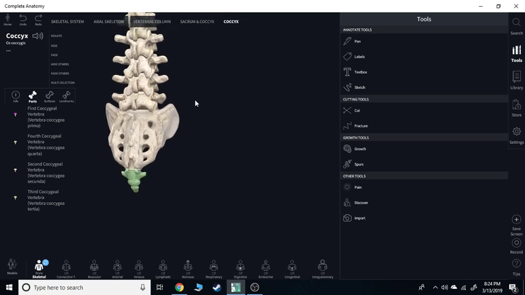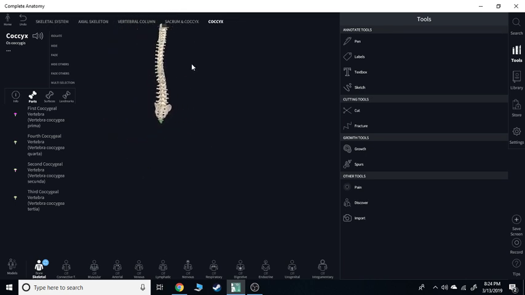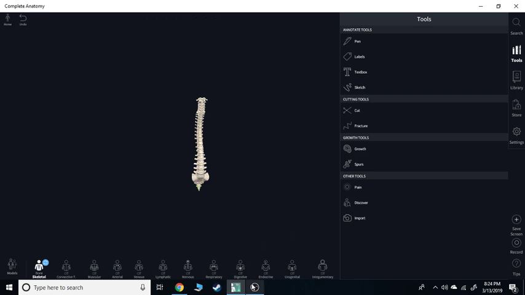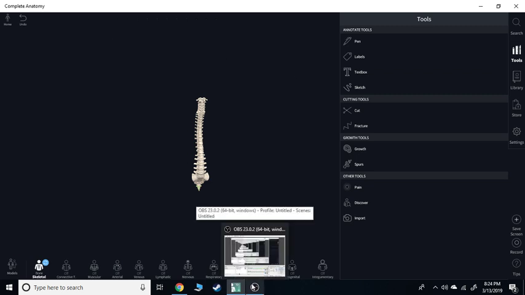All right. And there you have it. That is the vertebral column. If I mess something up, forgive me. Still a newbie. And next we will be doing the thoracic cage.